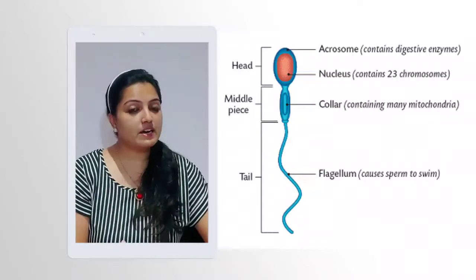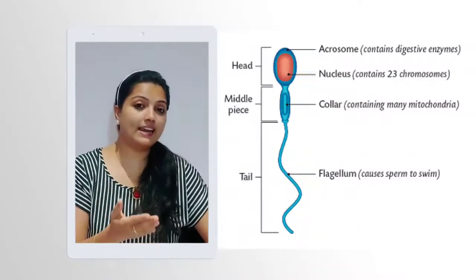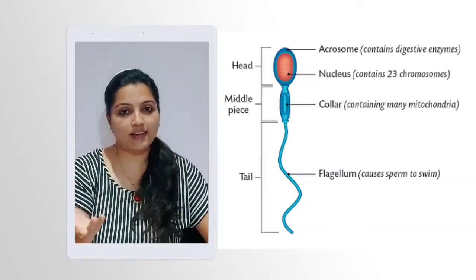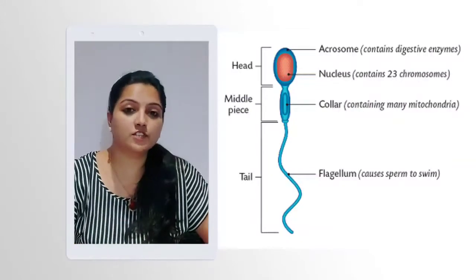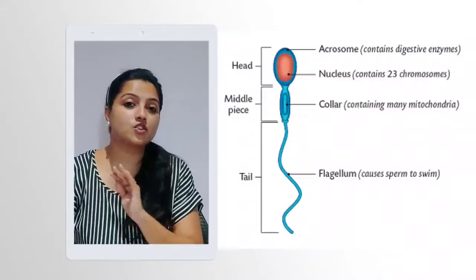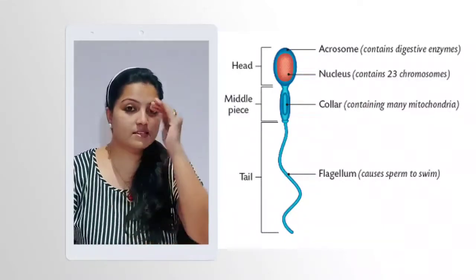Then the last part is known as the tail. Now what does the tail do? The tail helps in movement, right? It acts as a flagella, which helps in the motility of the sperm to go to the female germ cells. Is that clear? This is how the structure of the sperm has been explained.